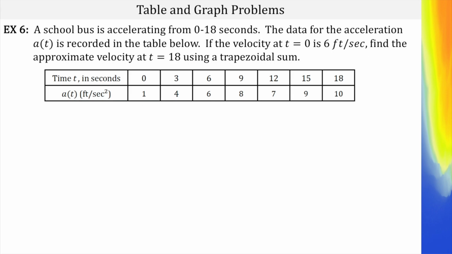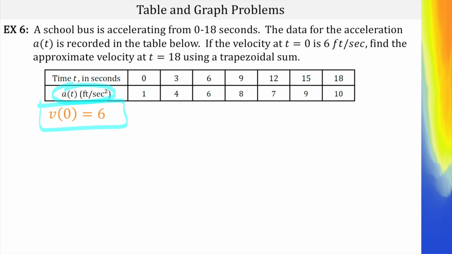Tables and graphs. We have a school bus accelerating from 0 to 18 seconds. The data for the acceleration, A of t, is recorded in the table below. If the velocity at time t equals 0 is 6 feet per second, so we've got some initial condition here, find the approximate velocity at t equals 18 using a trapezoidal sum. All right, back to Riemann sums.